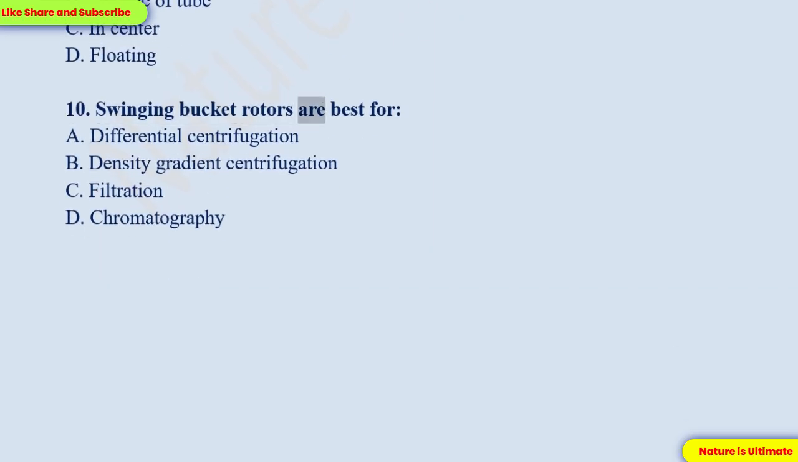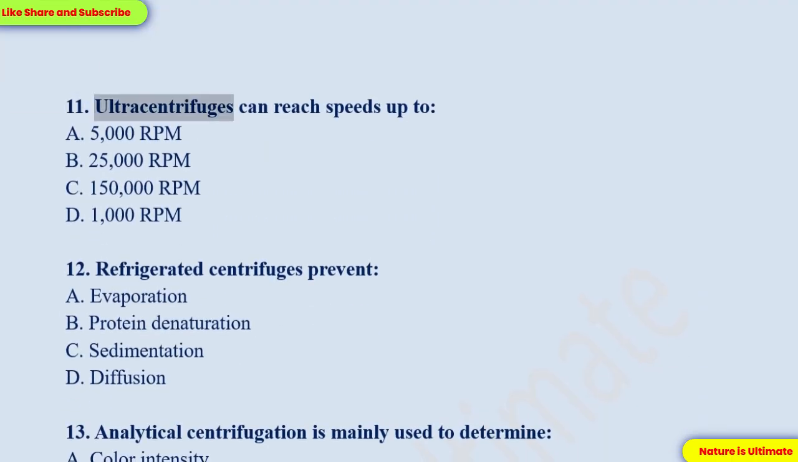10. Swinging bucket rotors are best for A. Differential centrifugation. B. Density gradient centrifugation. C. Filtration. D. Chromatography. 11. Ultracentrifuges can reach speeds up to A. 5,000 rpm. B. 25,000 rpm. C. 150,000 rpm. D. 1,000 rpm.